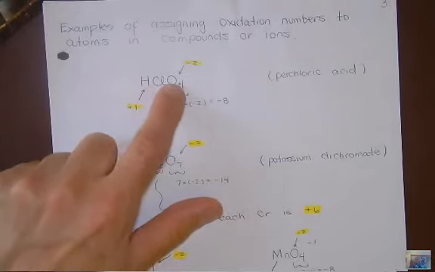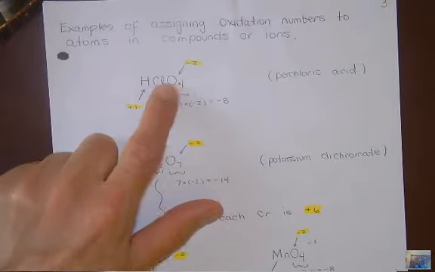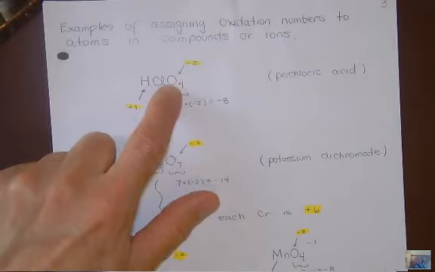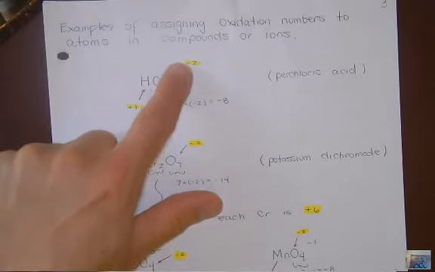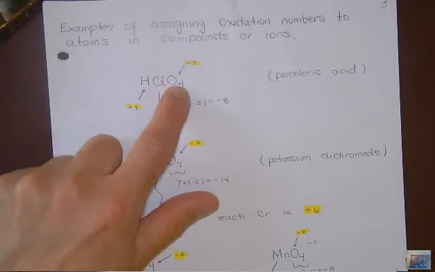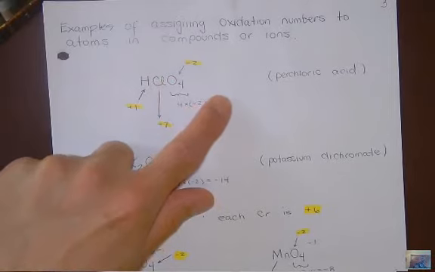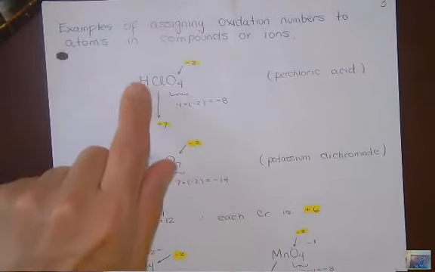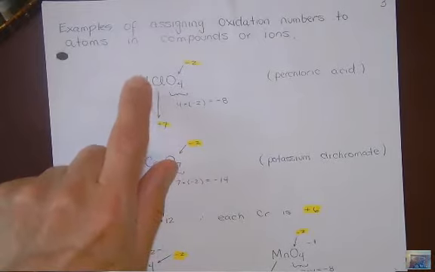So chlorine is more electronegative and oxygen is more electronegative. In fact, oxygen is the most electronegative thing in this species. So oxygen is going to go to its typical oxidation state of -2. There are 4 of them, so 4 times -2 gives you -8. We know the hydrogen is +1, because it's the least electronegative, and that's hydrogen's typical oxidation state.